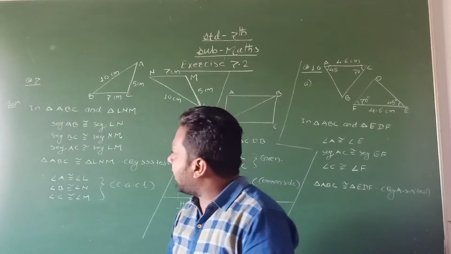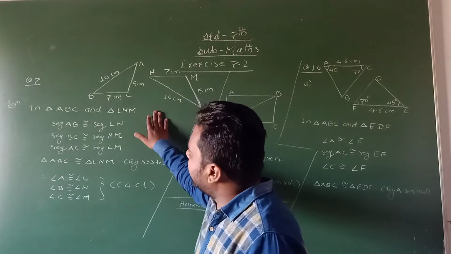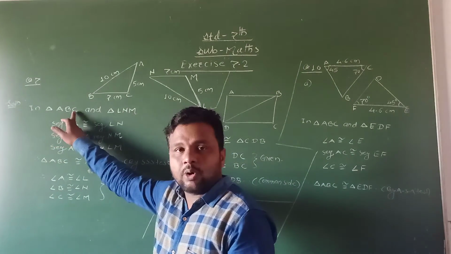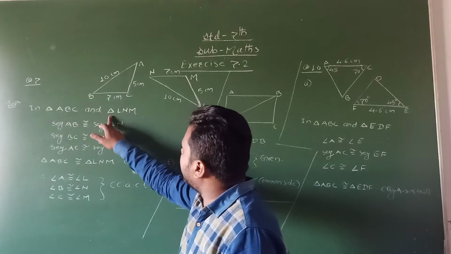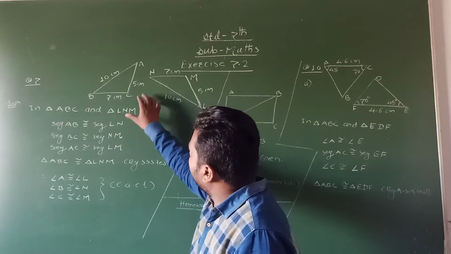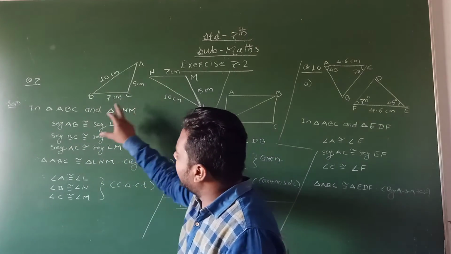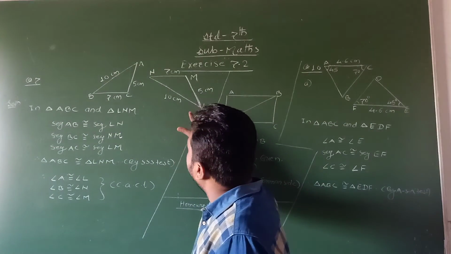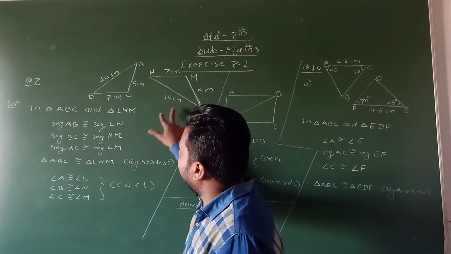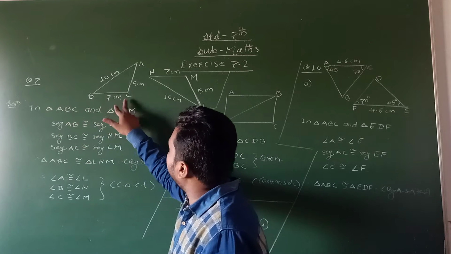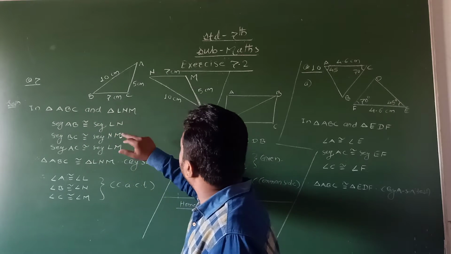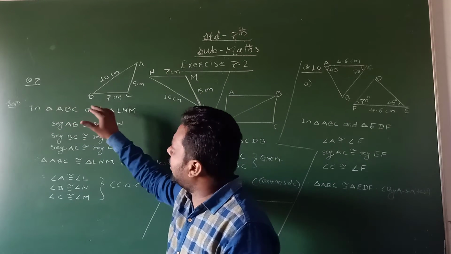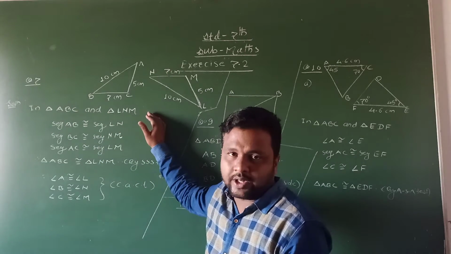First here I write these two triangles with right correspondence. Triangle ABC corresponds with L, N and M. From the sides we can easily find out that AB is equal to what? 10. AB is equal to 10 here. LN is equal to 10. Then BC is equal to what? 7. Then NM is equal to 7 centimeter. In this way we can find out the right correspondence for these two triangles.